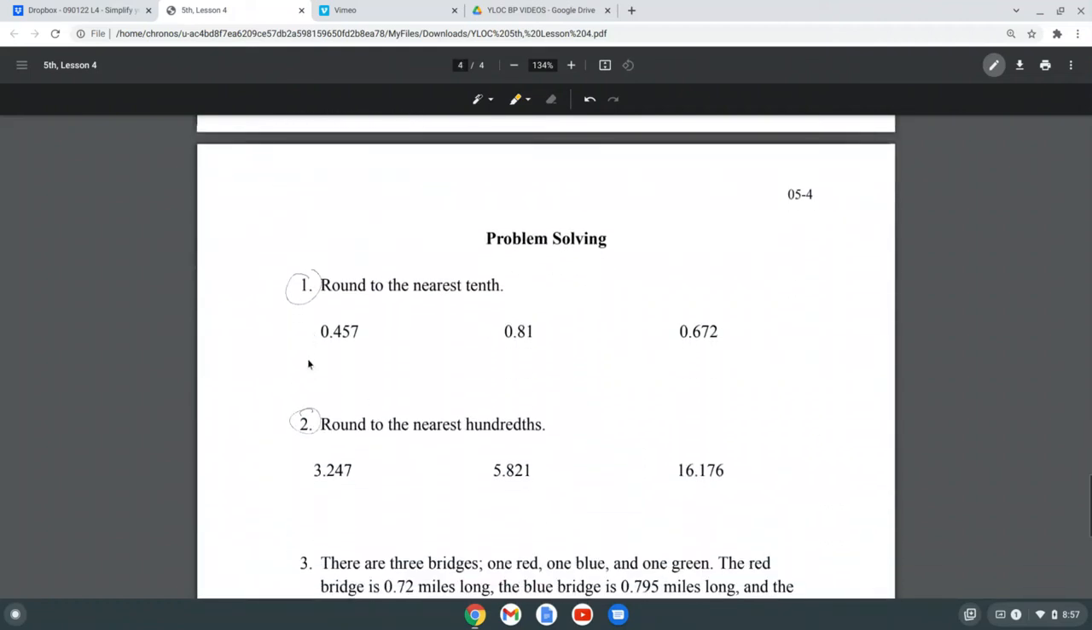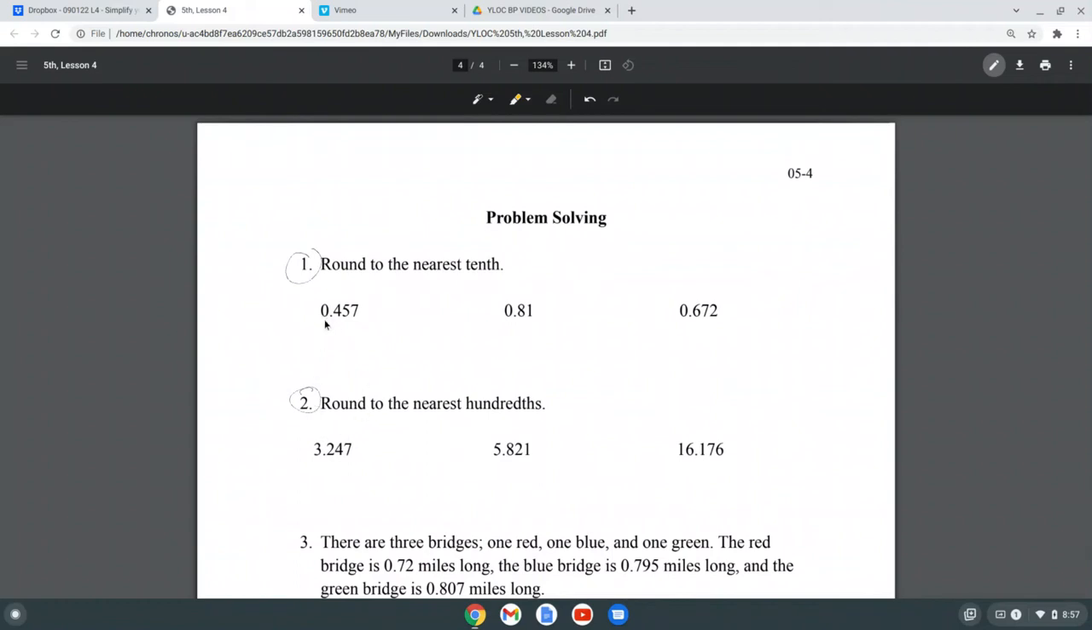Problem solving. Round to the nearest tenth. 0.457. So this is the tenths place. So we'll look at the hundredths place to round. If it's greater than 5 or equal to 5, we will round up. So 0.457, 5 is 5, so we round up to 0.5. 1 is less than 5, so it'll be 0.8. 0.672, 7 is greater than 5, so we'll round up to 0.7.